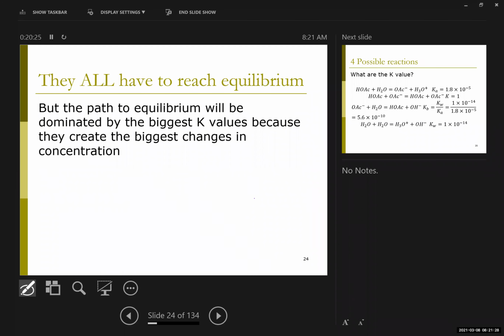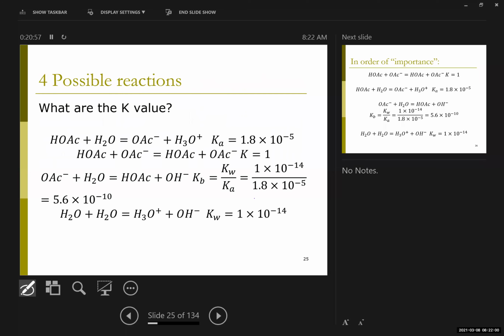Ultimately, they technically all have to reach equilibrium. But because the path to equilibrium is dominated by the bigger changes, I solve them from biggest K to smallest K, right? And so I let K sort out which reactions I consider to be more important. They're all happening, they all have to get to equilibrium, but again, you're going to be dominated by the bigger Ks, and so you solve them in that order.